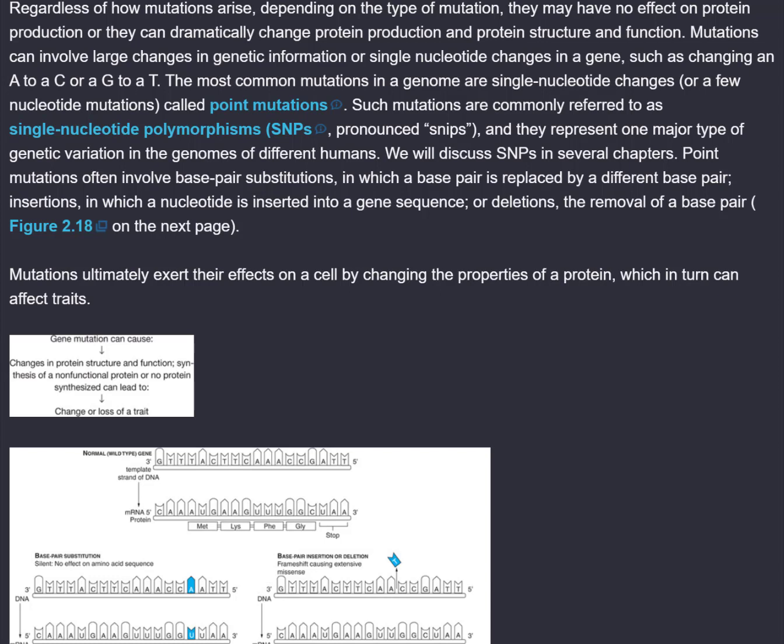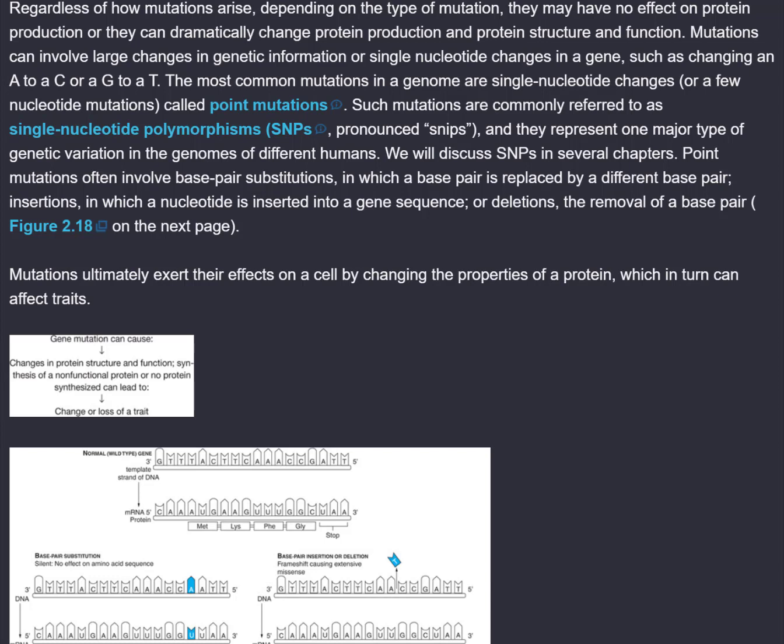Mutations can involve large changes in genetic information or single nucleotide changes in a gene, such as changing an A to a C or a G to a T. The most common mutations in a genome are single nucleotide changes, or a few nucleotide mutations, called point mutations. Such mutations are commonly referred to as single nucleotide polymorphisms, SNPs, pronounced "snips," and they represent one major type of genetic variation in the genomes of different humans. We will discuss SNPs in several chapters.